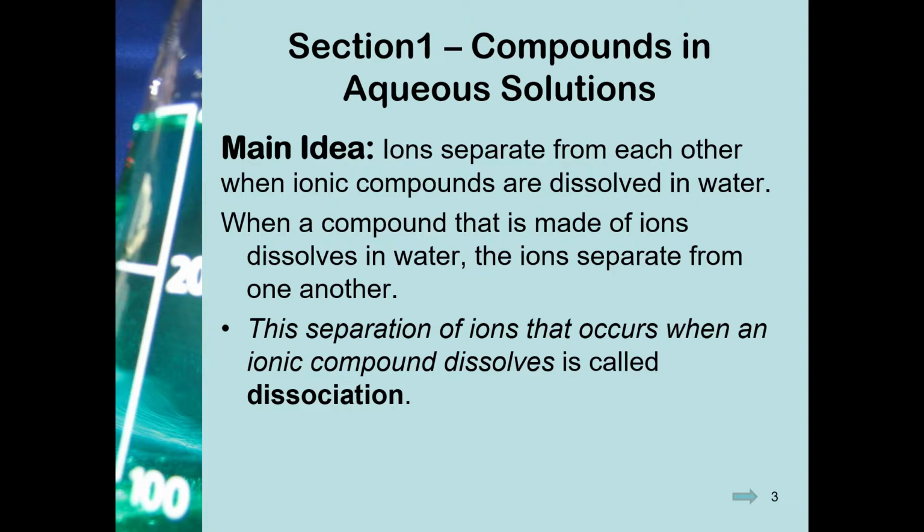This separation of ions that occurs when an ionic compound dissolves is called dissociation. The ions are no longer attached to each other, they are separated from each other. They no longer associate, they dissociate.